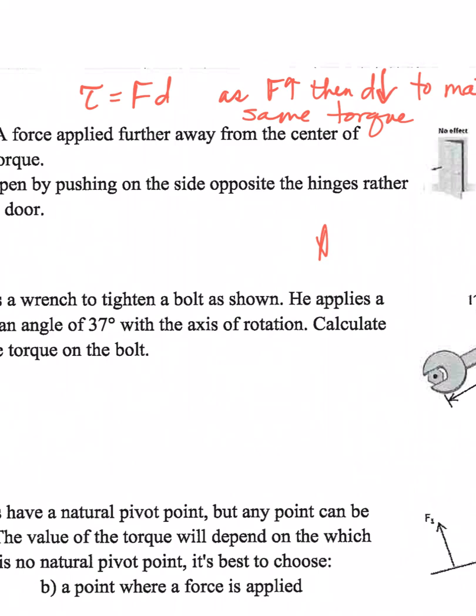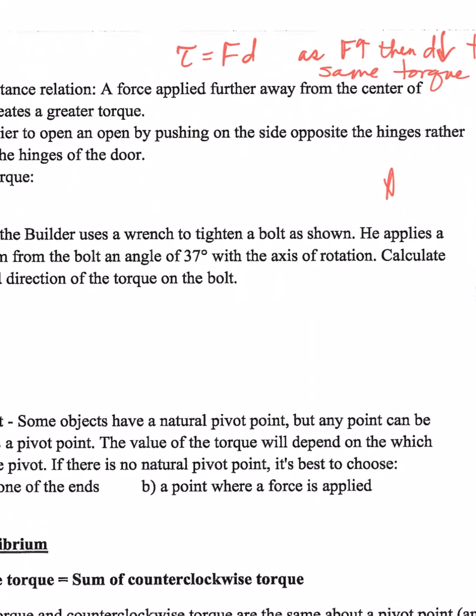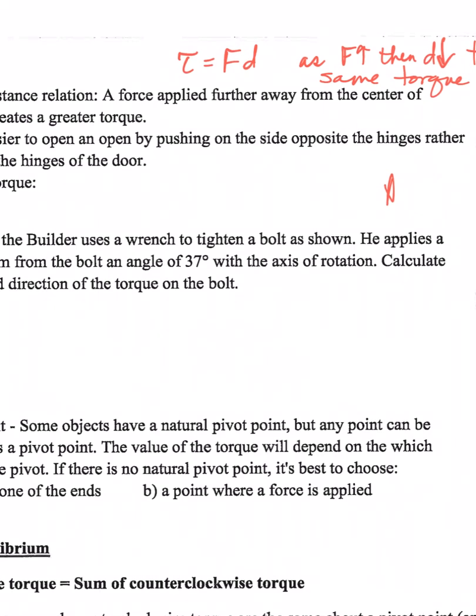That was because as we increased the distance away from the pivot, we could then reduce the amount of force we needed. Does everybody get that? The hinge on the door and where the door handle's placed is totally that. A force applied further away from the center creates a greater torque. A force applied closer to the center creates a smaller torque, doesn't it? In other words, it's easier to open by pushing the opposite side of the hinges rather than at the hinges.